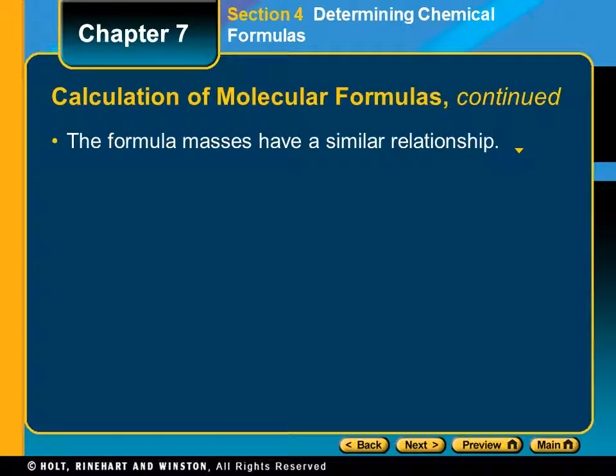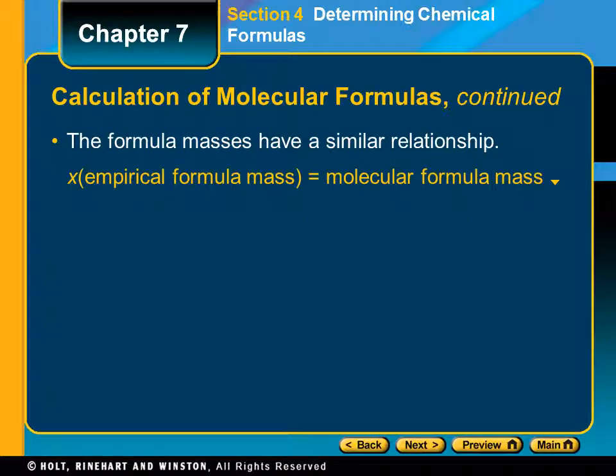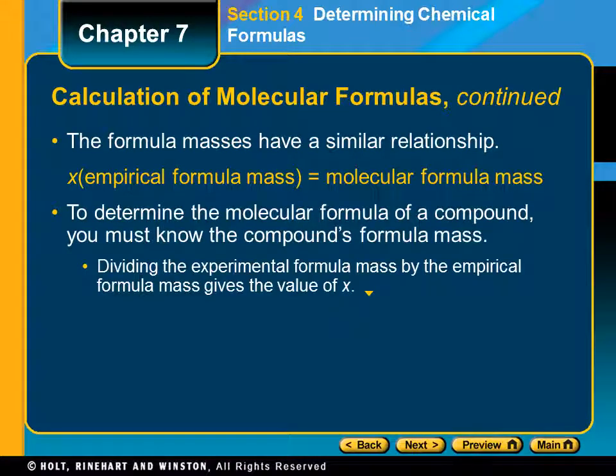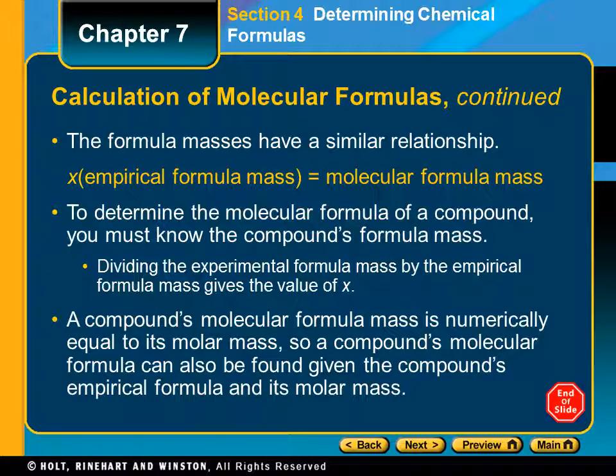So what that means is that you can work the calculation. The formula masses have a similar relationship. Right? So X times the empirical formula mass equals the molecular formula mass. To determine the molecular formula of a compound, you've got to know the compound's formula mass. You divide the experimental formula mass by the empirical formula mass, and it gives you X. A compound's molecular formula mass is numerically equal to its molar mass, so a compound's molecular formula can also be found given the compound's empirical formula and its molar mass.